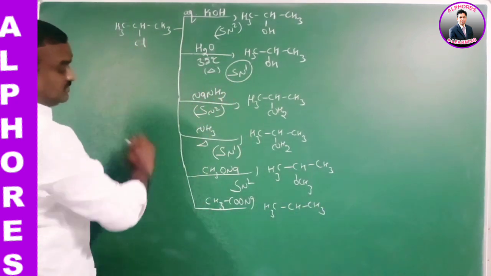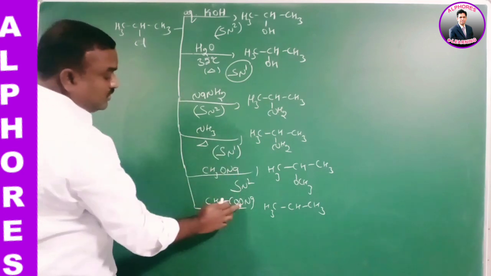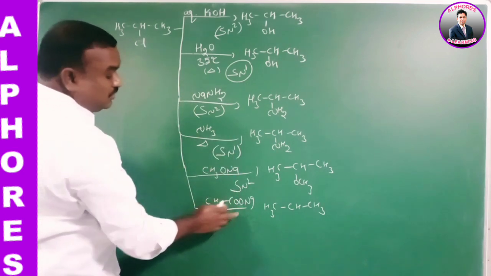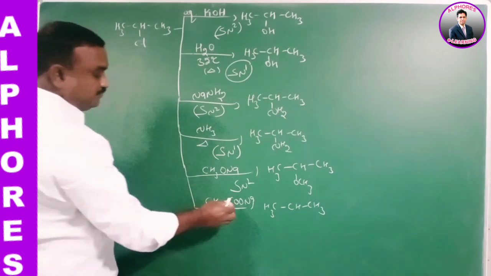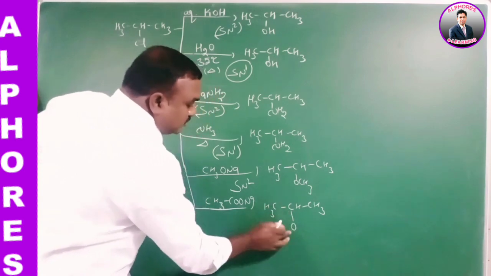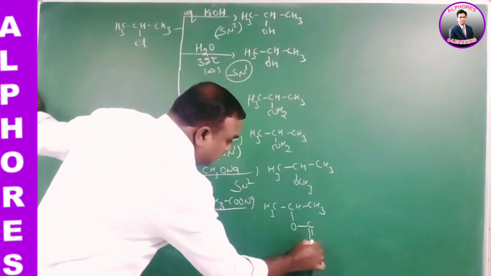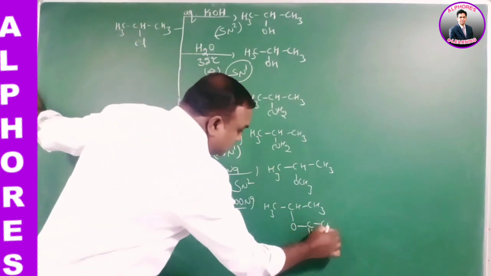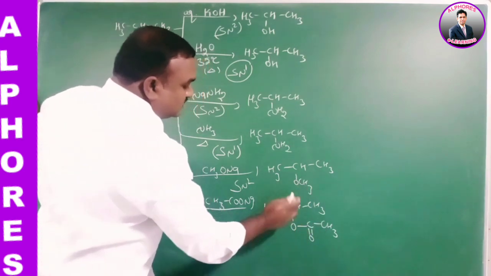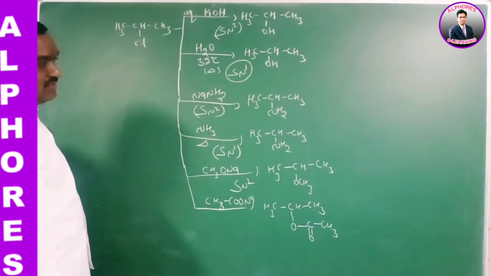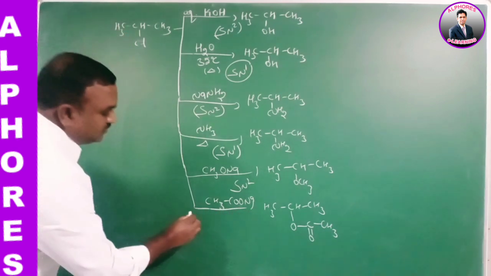The Cl is replaced by what? Which is going to form the bond with carbon? Oxygen. Why? Because here oxygen acts as a nucleophile due to the presence of a lone pair or negative charge. So the C-O bond is formed in this case. Again C double bond O, CH3, R C double bond O OR is given. An ester is formed in this case.